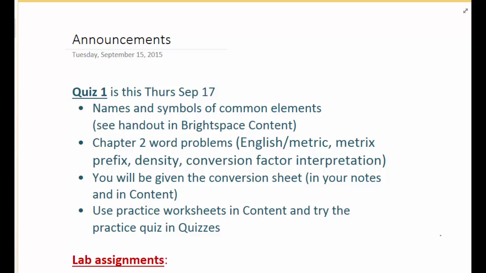It could be any combination of the types of calculations that we've done. It could have some English metric, could have a metric prefix conversion to or from a base unit, to or from a prefix like kilo or centi or milli, those 3 that you need to know what they mean. There could be density involved, could be just conversion factor interpretation. It may just be a word problem that has conversion factors, little pairs of information within the problem that you need to identify and turn into those fractions to get the units to cancel. Okay? Could be any combination of those.